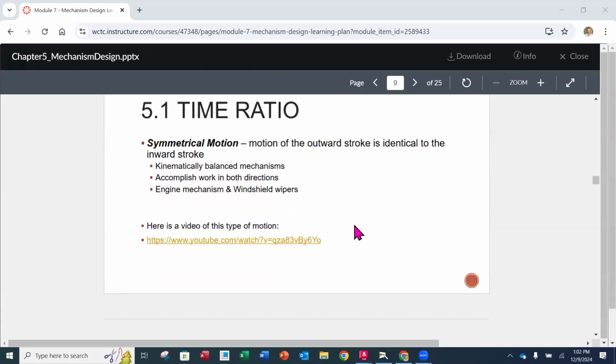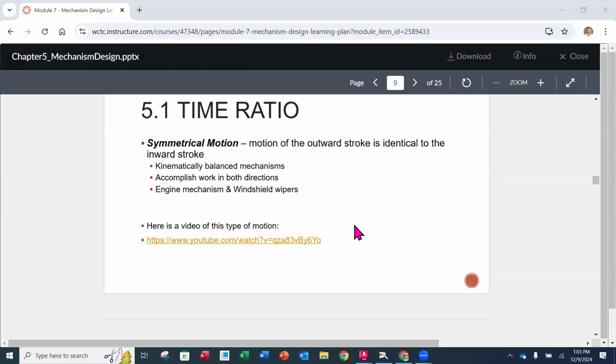So the first thing we're going to be looking at here in section 5.1 is what we call time ratio. Now, the first type of motion that we're going to be looking at in terms of time ratio is what we call symmetrical motion. And that means that when we look at the stroke of a crank slider mechanism, we're going to have the identical outward stroke as we do the inward stroke in terms of timing. So if it takes 1 second to slide all the way out, it will slide all the way in in 1 second as well. So it ends up being balanced on both sides, okay?